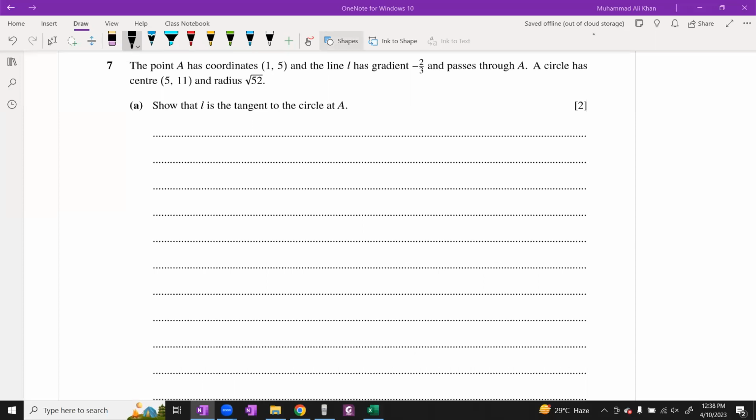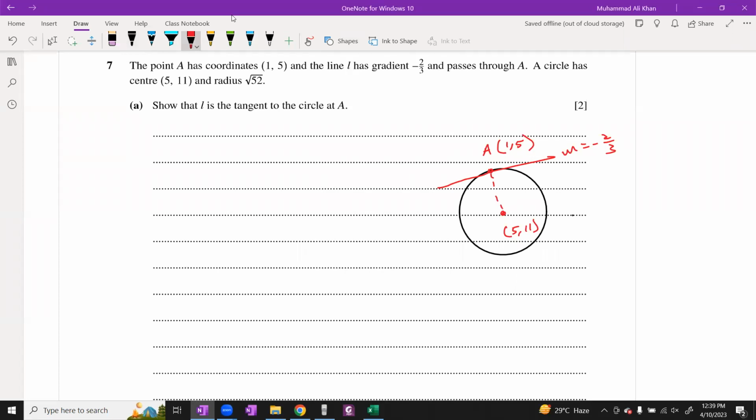Iske liye agar diagram bana li jaye, to aap logo question bilkul clear ho jayega. Ek circle hai, kaha gaya is par ek tangent at A. और A के coordinates दिए गए (1, 5). Circle का center आपको दिया गया (5, 11). Line के gradient क्या दिया गया, minus 2 over 3. आपसे कहा proof कीजिए, show कीजिए, L is the tangent to the circle.